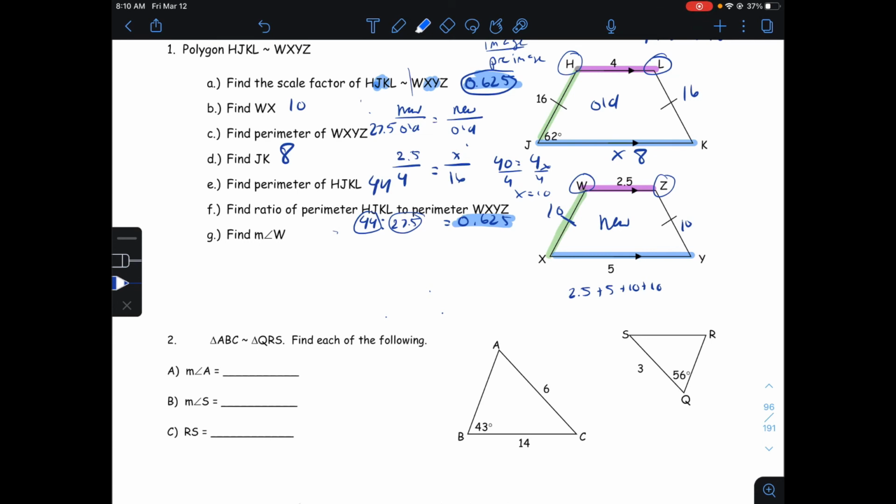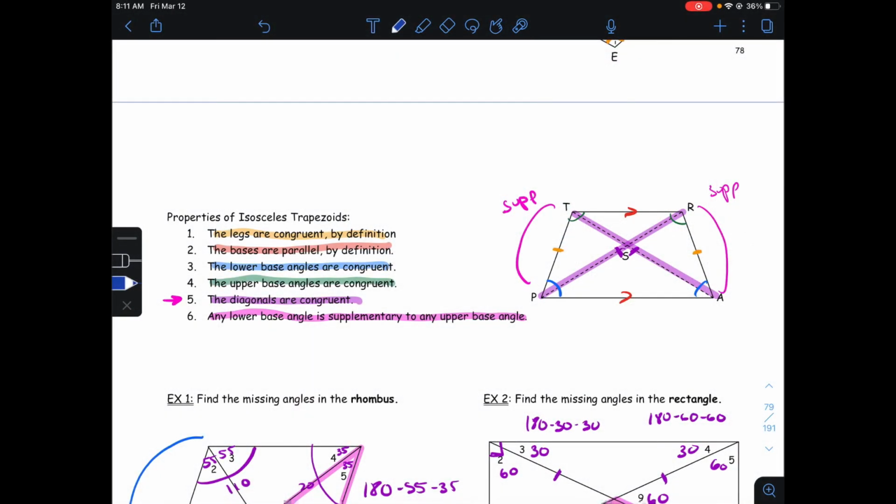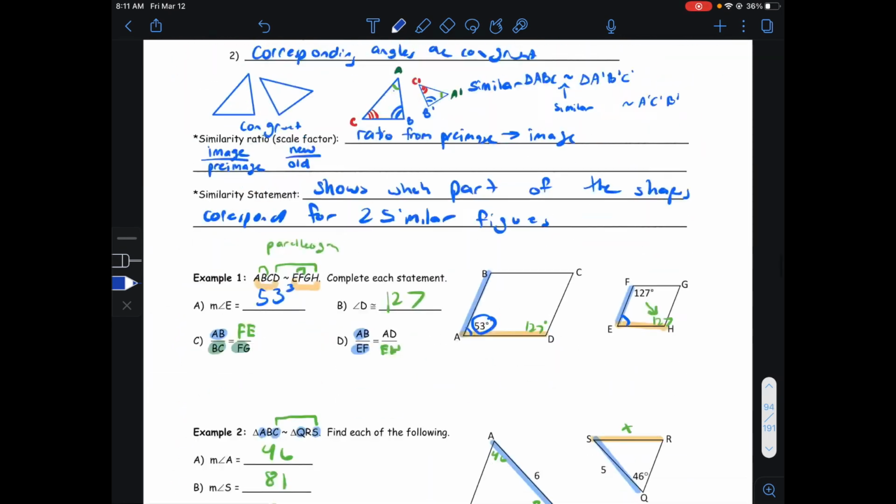So let's go ahead and solve for W. So we're looking for this guy here. Now, if you notice, this is, in fact, an isosceles trapezoid. So I kind of scrolled up here so we could look at the properties of an isosceles trapezoid. And one of the properties is that any lower base angle is supplementary to any upper base angle. So that means that this guy is supplementary with this guy. So we're going to take that piece of information and scroll back down to the problem we were working on.